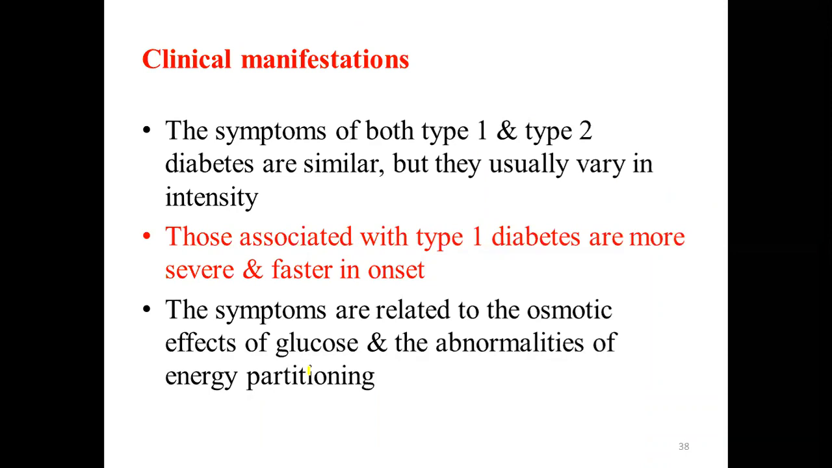What are the clinical manifestations of high sugar or hyperglycemia due to insulin resistance or insulin deficiency? Generally speaking, symptomatically, type 1 and type 2 DM are similar. There is not much difference in terms of symptoms, but the intensity of the symptoms is different. That is the major difference. Apart from that, type 1 DM is more severe and faster in onset. The onset of presentation is very fast for type 1, but type 2 is usually very gradual, because we do have remaining beta cells which are functional.